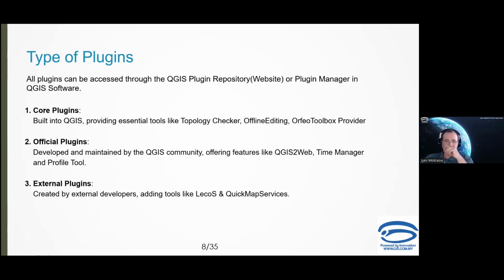And then you have official plugins. Those are developed and maintained by the QGIS community. One of them is the popular qgis2web, Time Manager, and Profile Tools. I'm going to go one step back. For the core plugins, you have the Topology Checker. That's the one that I use the most. And then you have the Processing Toolbox usually. So these are the plugins that I use the most.